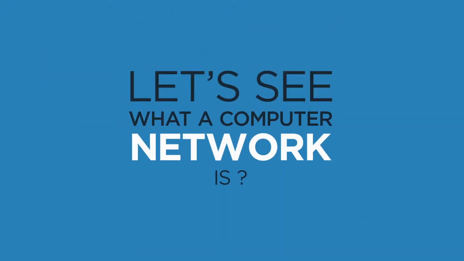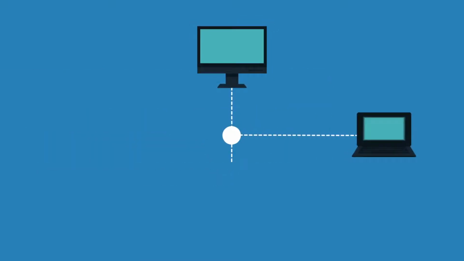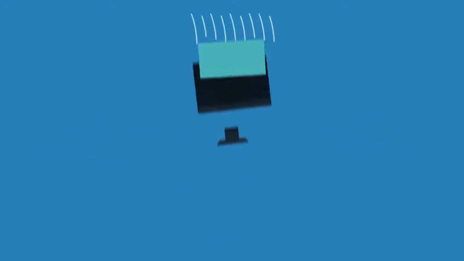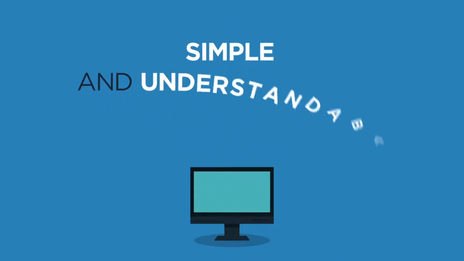Let's see what a computer network is. A computer network is just an interconnection of autonomous computers that transmit data using electrical signaling. This course explains the fundamentals of computer networks in a simple and understandable way.